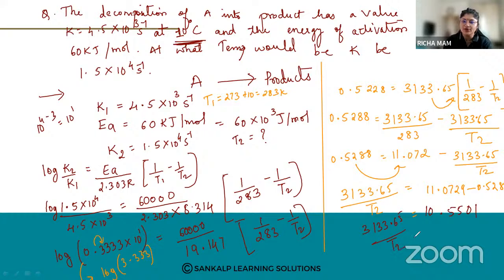And this is 3133.65 divided by T2. If I shift this here, it will multiply and divide, so T2 is equal to 3133.65 divided by 10.5501. What is the answer you're getting? 297.02. T2 is 297.02 Kelvin. Yes, everybody got the same.